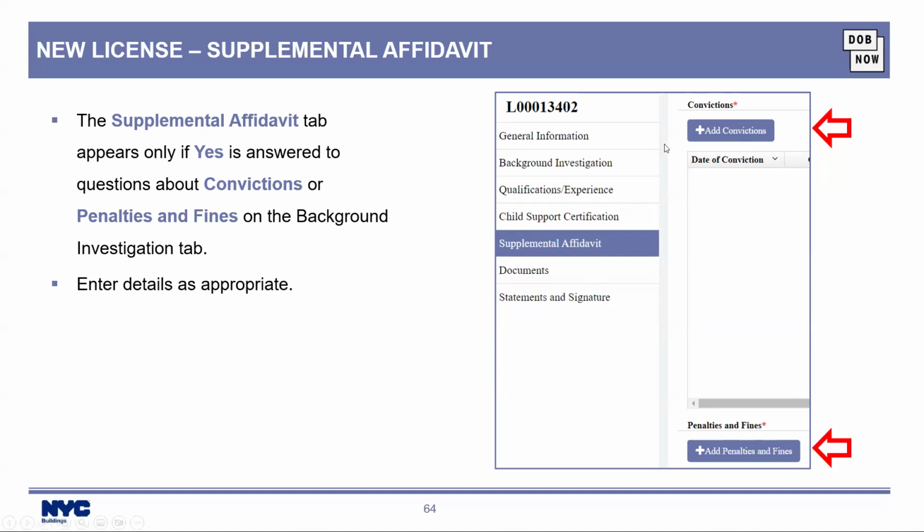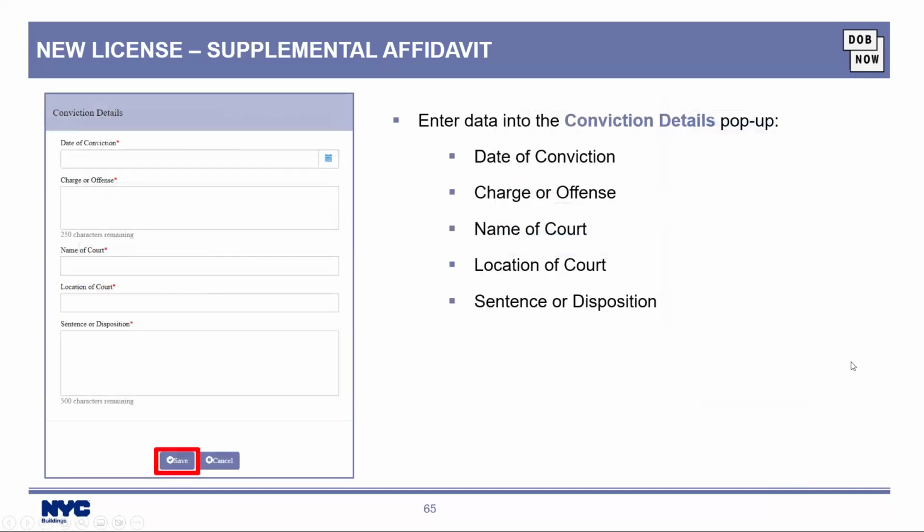And you'll need to enter your details as appropriate. If you have convictions, you would click plus add convictions. If you have penalties and fines, you would click plus add penalties and fines. So if you had convictions, here's what you're going to see when you click the plus add button. You'll need to enter the date of conviction, the charge or offense, the name of the court, the location, and the sentence or disposition.